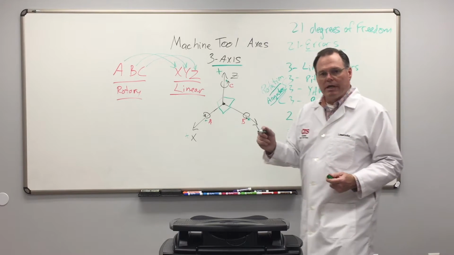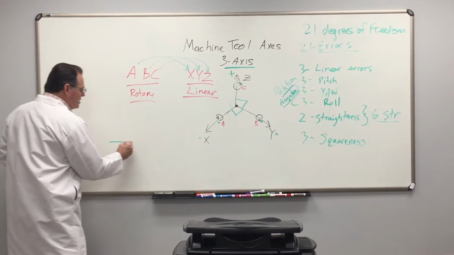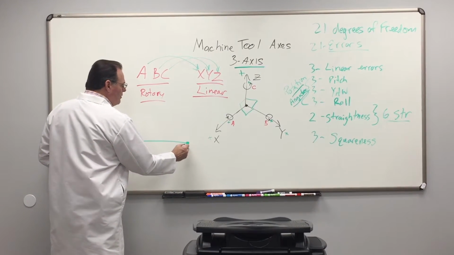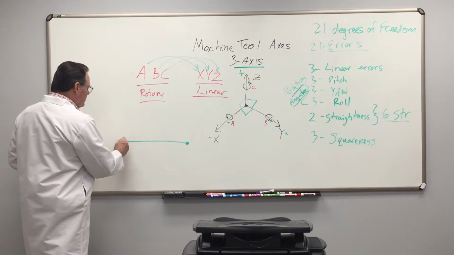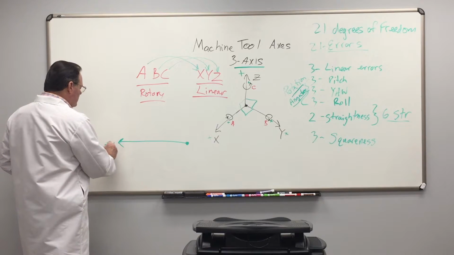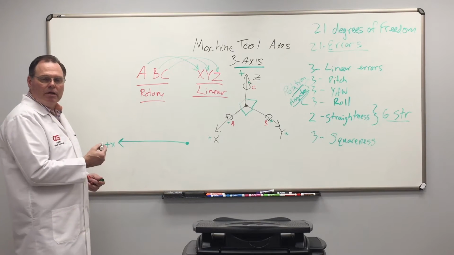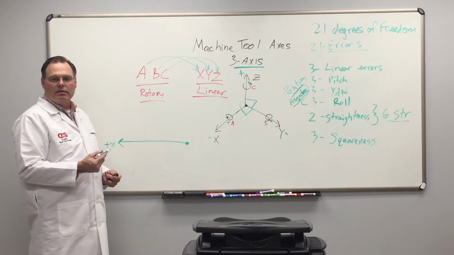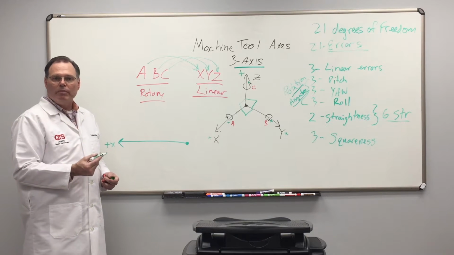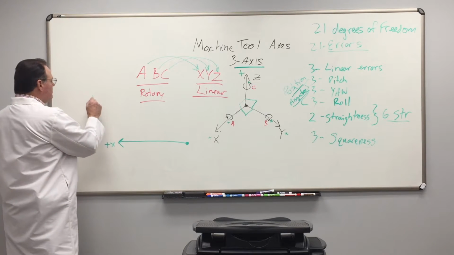Now, if we look at this individually, let's say we have the x-axis here. We have our home position, or our origin point, and we're moving in a positive direction here of x. And we want to designate a dimension to go. And it goes to that dimension, it may be plus or minus that a little bit. A few thousandths or a few microns, plus or minus. And that will be a linear error.